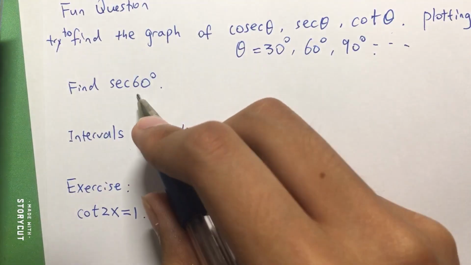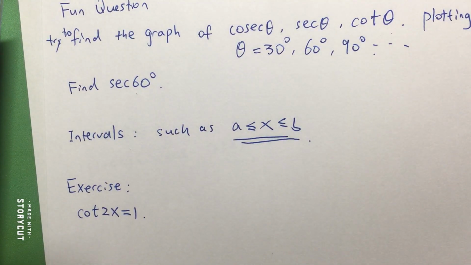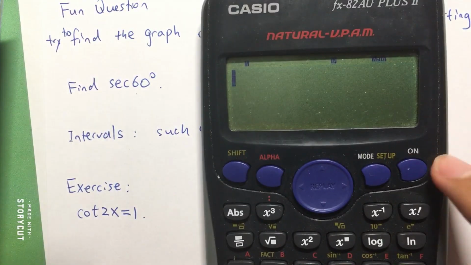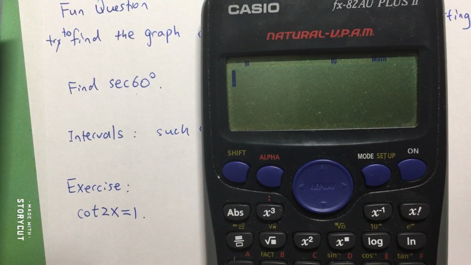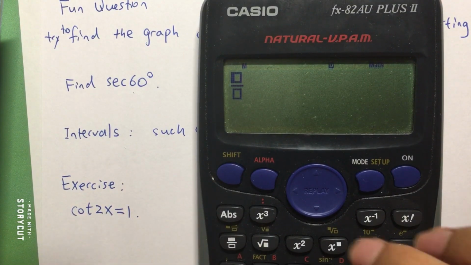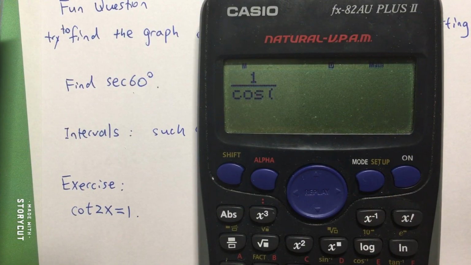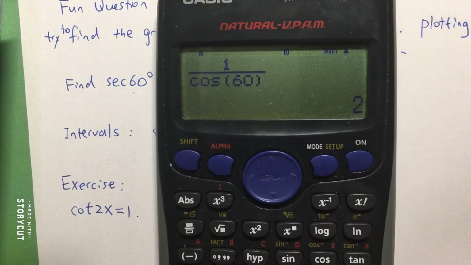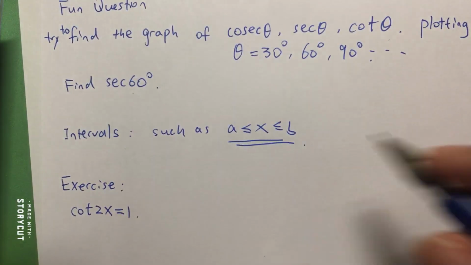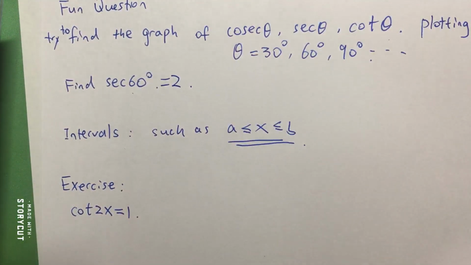Okay, so let's find secant 60 degrees by using a calculator. We know that secant 60 degrees is equal to 1 over cosine 60 degrees. So let's type 1 over cosine 60 degrees, which is equal to 2.